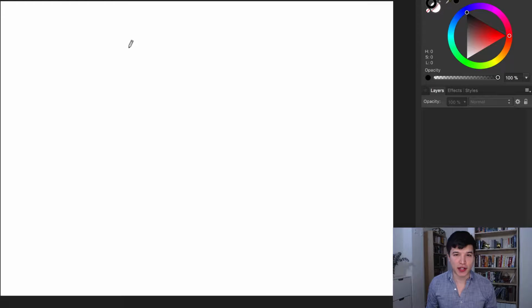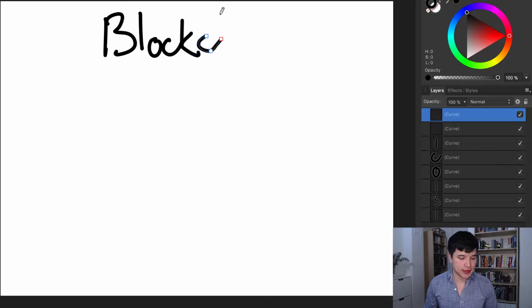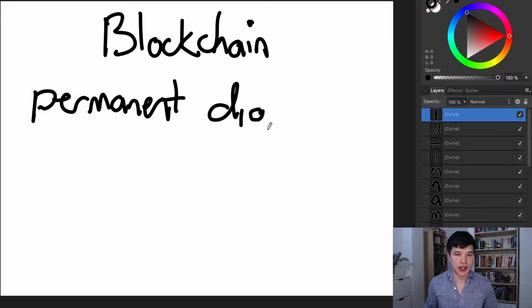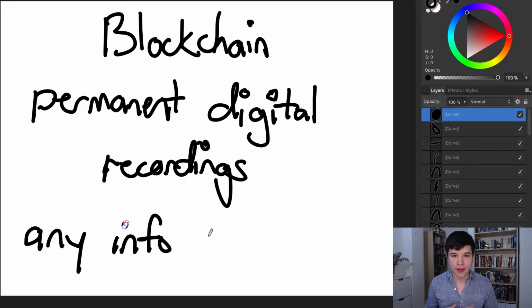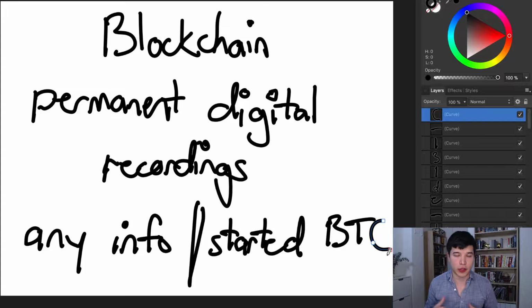The next word is blockchain. I actually described much of it for you earlier, but I'd like to describe it for you again here from a new perspective. Blockchain is technology for creating permanent digital recordings that are stored by an unlimited number of people. Blockchains can record any information, though the first example was to record the transactions of Bitcoin.